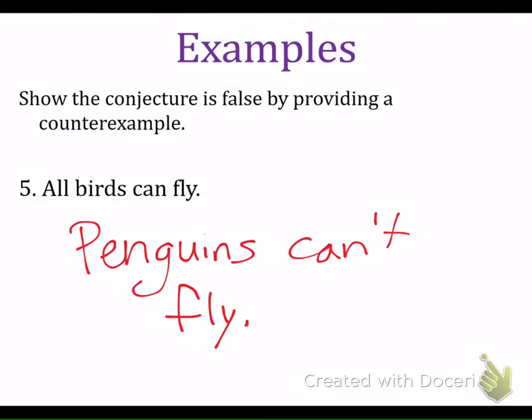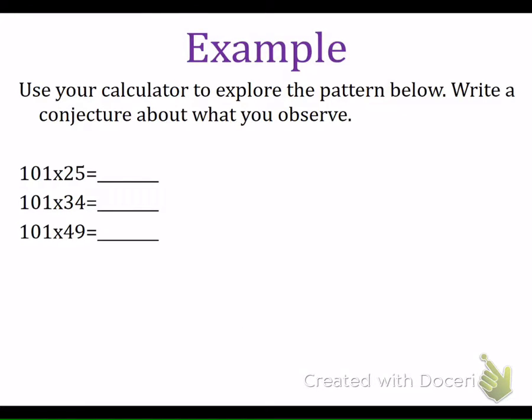All right, back to the lesson. Any questions? All right, shh, not quite done yet. So this says, use your calculator to explore the pattern. Write a conjecture about what you observe. So 101 times 25. What is it? 25, 25. So now we got to do 101 times 34. Is it 34, 34? Is it 49, 49?